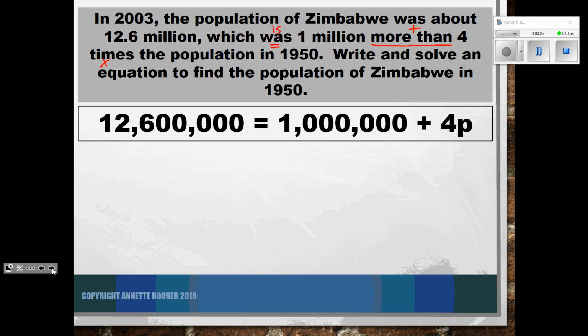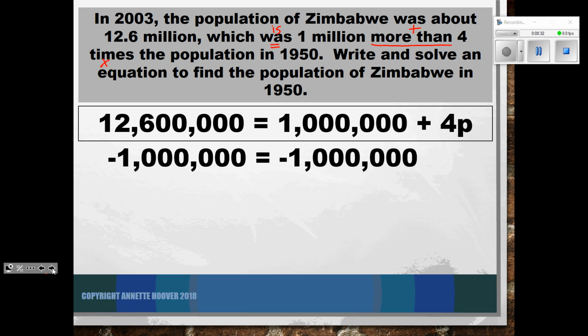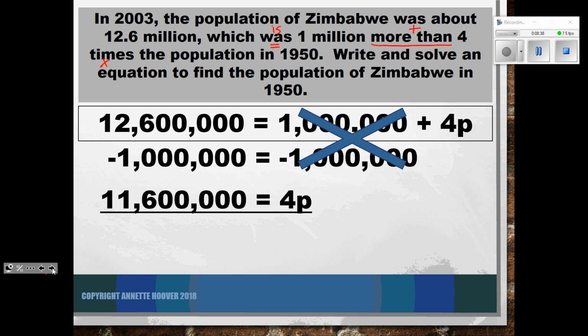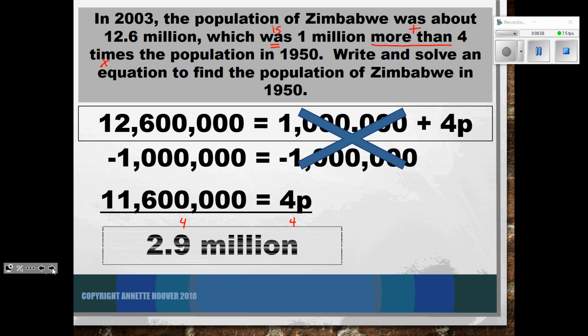So we're going to move the 1 million to the other side first by subtracting 1 million on both sides. When you do that, you get 11,600,000 is equal to 4p. Because 1 million minus 1 million is 0, so that goes away. We're not finished yet because the p is not by itself yet. P is being multiplied by 4, and what you do to one side of the equation, you must do to both sides. So we're going to divide both sides by the 4. And when you do that, you find out that the population in 1950 was 2,900,000, which can also be written as 2.9 million.